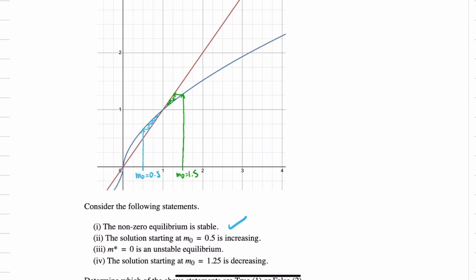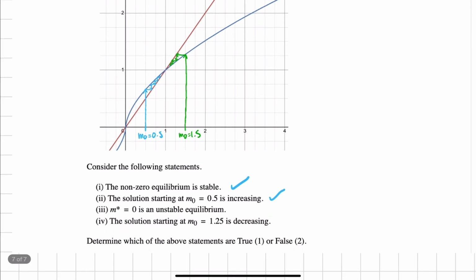Now, what about statement 2? Well, we pretty much already did this. We saw that when you start at 0.5, the solutions actually end up increasing towards the top. So yes, this is true as well.